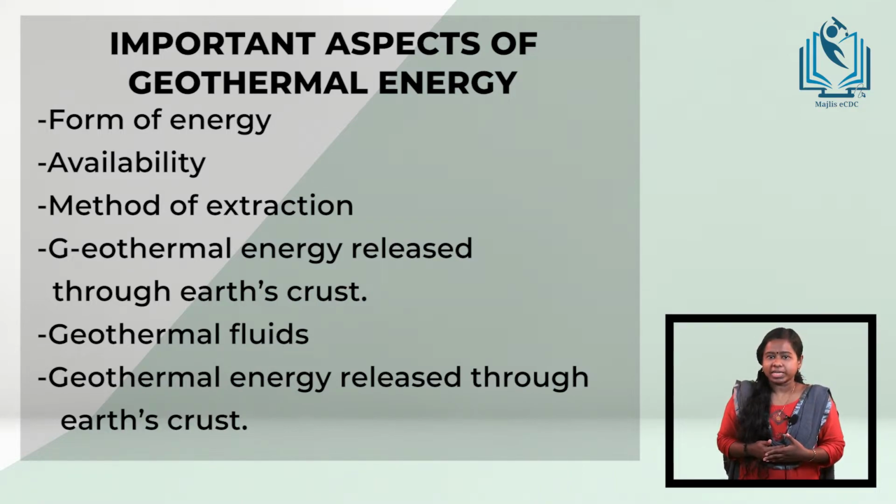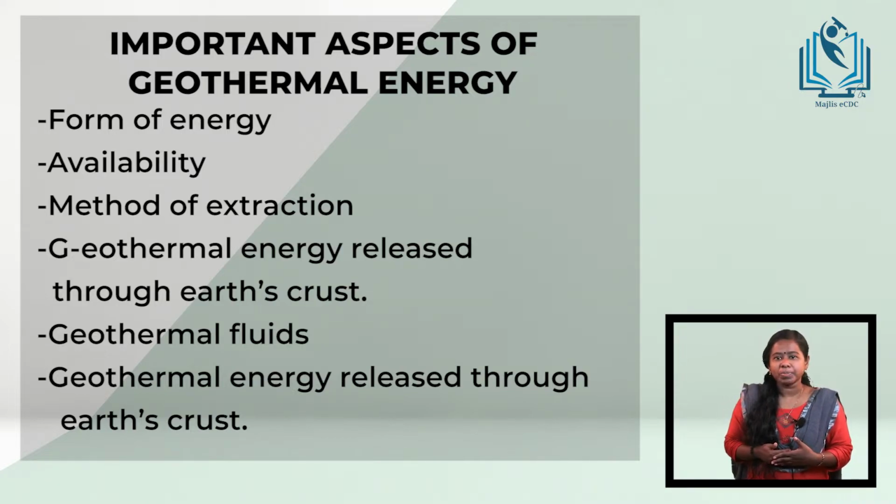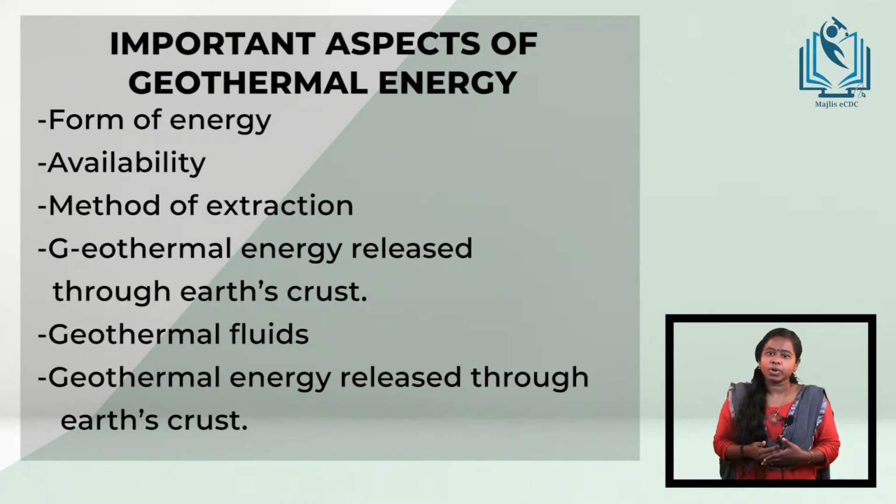Then, method of extraction. Deep production wells are drilled in the geothermal fields. The hot steam, water or brine is extracted from the geothermal deposits by production wells by pumping or by natural pressure. Some geothermal fluids are hot water, hot brine, wet steam and mixture of above. The amount of geothermal energy released through Earth's crust is about 0.06 watt per meter square. Next important aspect is geothermal resources. Hydrothermal resources, geopressure resources, petrothermal resources, magma resources.